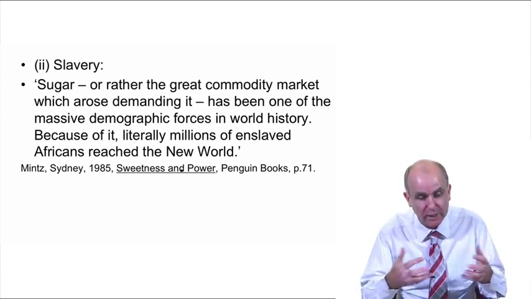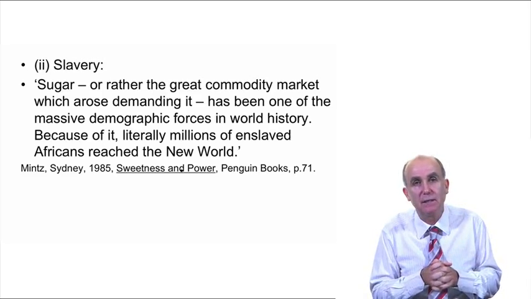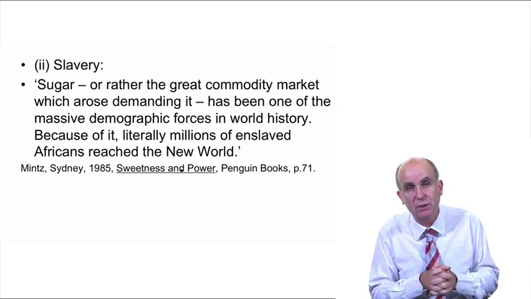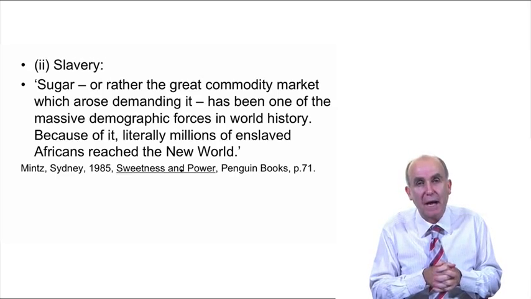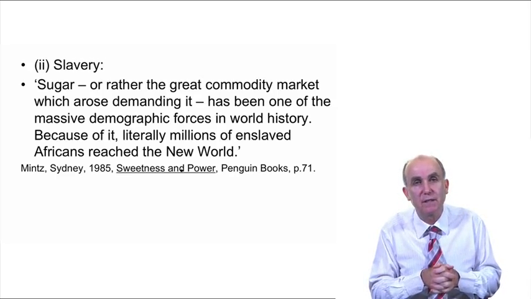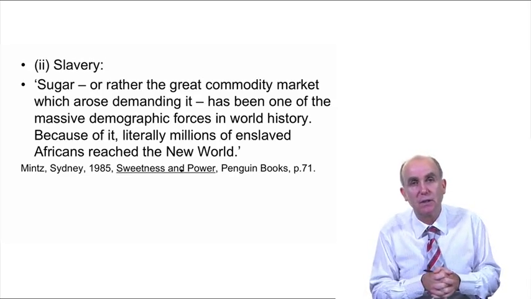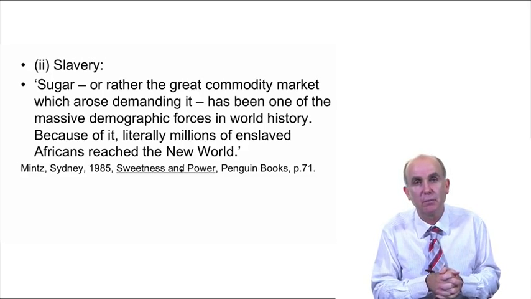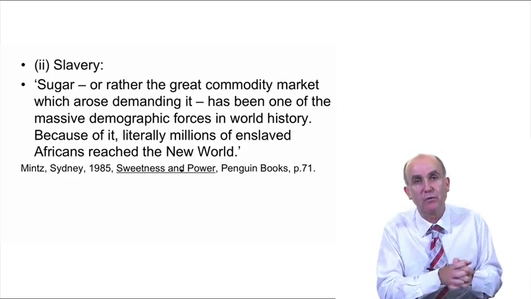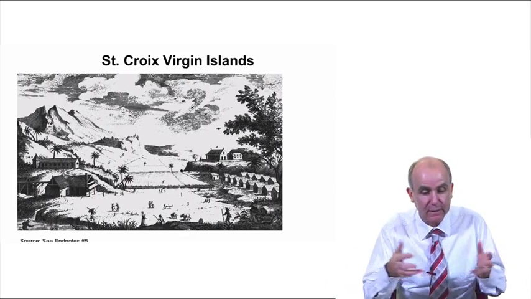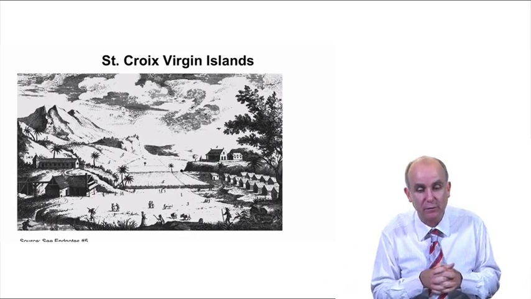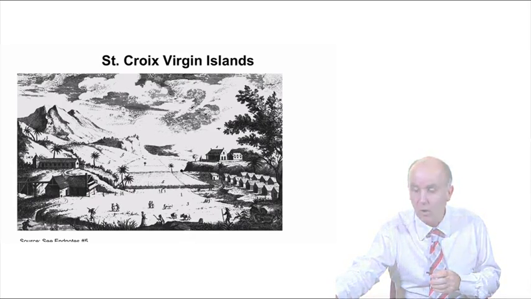What Mintz is pointing out there is the fact that when Europeans decided to promote the growing of sugar in Brazil and in the Caribbean in particular, they didn't use labour from Europe. Instead, they used enslaved labour from Africa. And so the production of this commodity of sugar in Brazil and the Caribbean, which was then transported to Europe, was largely underpinned by slave labour from Africa, transported from Africa to those locations. This is an example of a sugar plantation at the time from the St. Croix Virgin Islands.